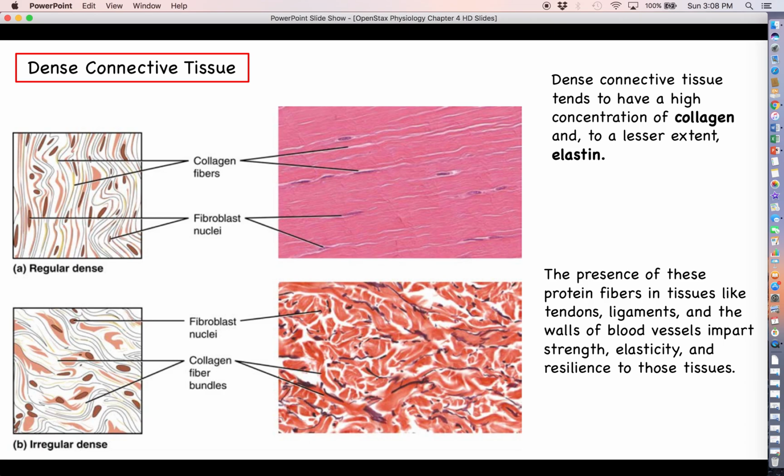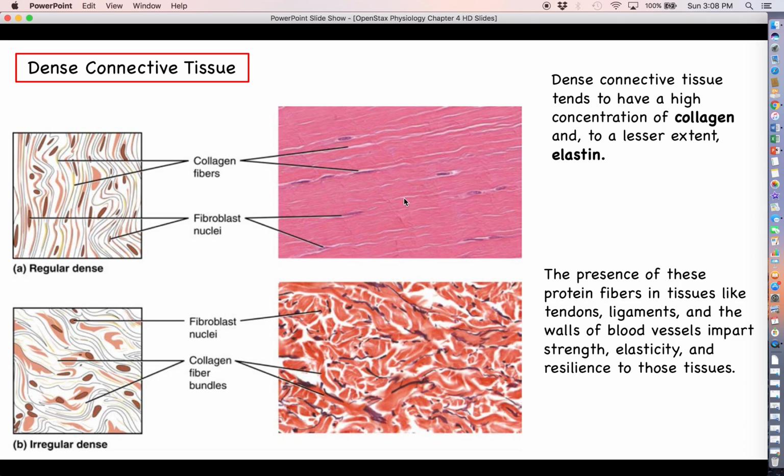Dense connective tissue is going to tend to have a very high concentration of a lot of those protein fibers that we talked about in the connective tissue proper, namely collagen and elastin. Collagen has this tendency to stain pink in the types of histological sections in which we're looking at connective tissue, but do not make the mistake of thinking everything that's pink is collagen. That's not the case, but you can definitely appreciate that there is a lot of collagen within this type of dense connective tissue.